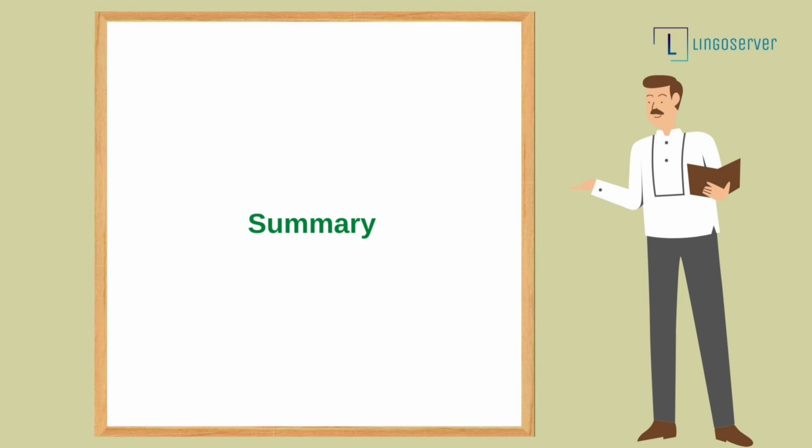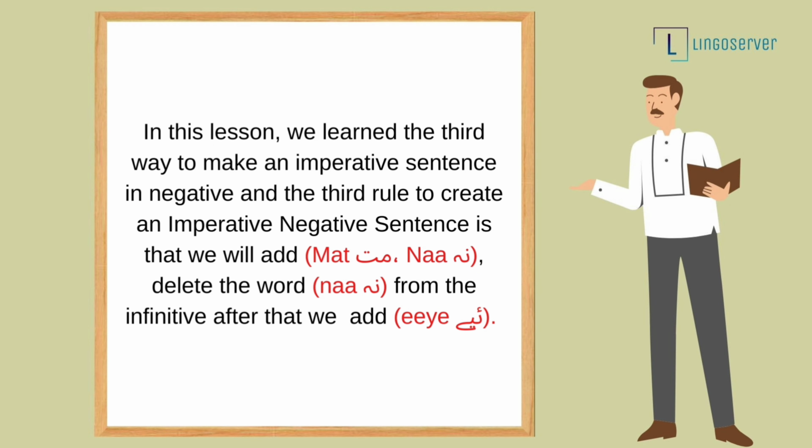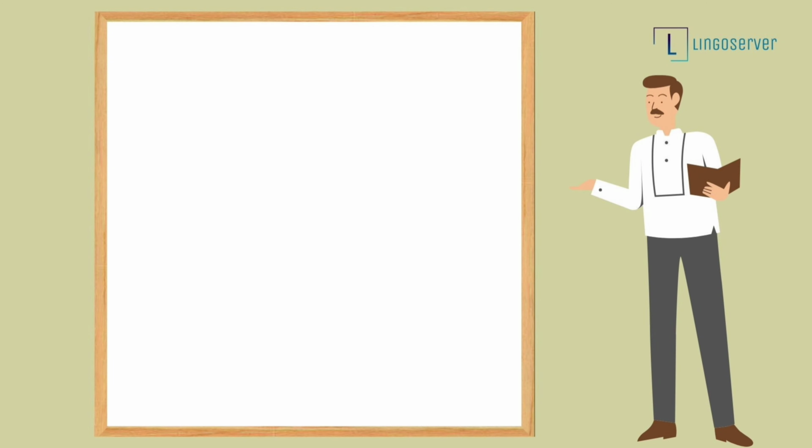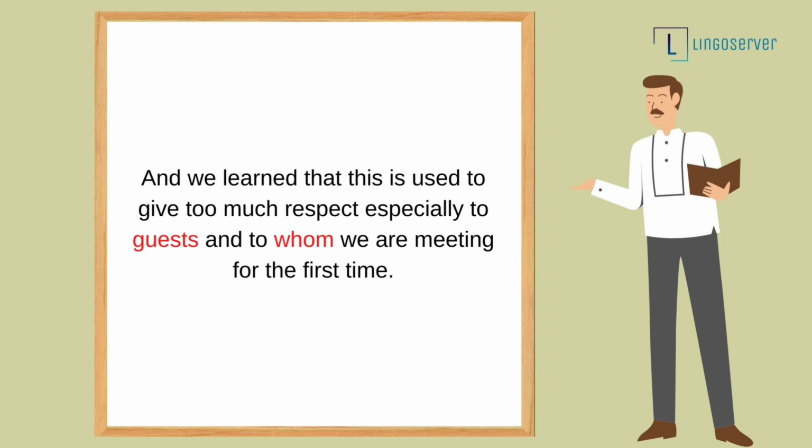And now the summary segment. In this lesson we will learn the third way to make an imperative sentence in negative. The third rule to create an imperative negative sentence is that we will add mat or na and then delete the word na from the infinitive verb. After that we will add ea. And we learned that this is used to give too much respect, especially to guests and to whom we are meeting for the first time.